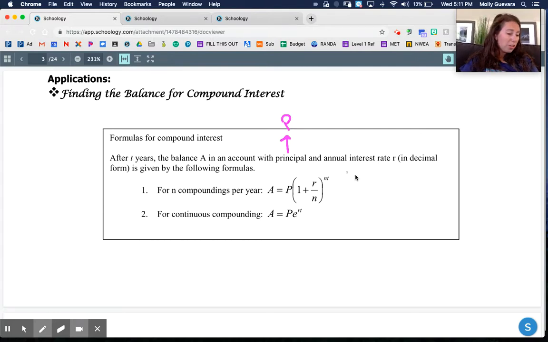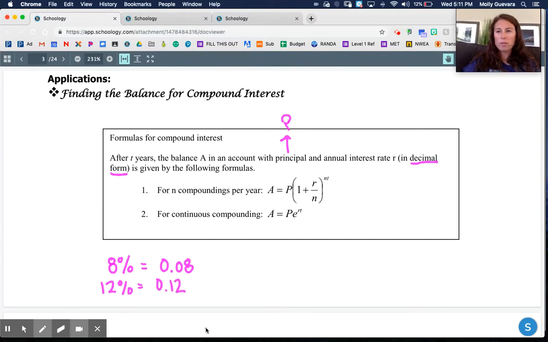And then your annual interest rate, R, and that has to be in decimal form. So I'm going to underline that. That's so important. R has to be decimal. So if I'm talking about like 8%, right? What is 8% as a decimal? It's 0.08, right? Or if I'm talking about like 12%, what is that as a decimal? It's 0.12, right? So just making sure that we feel really confident in going from percent to decimal.